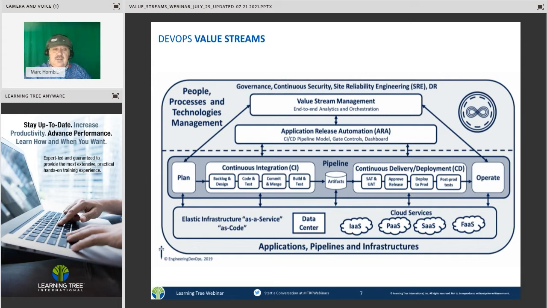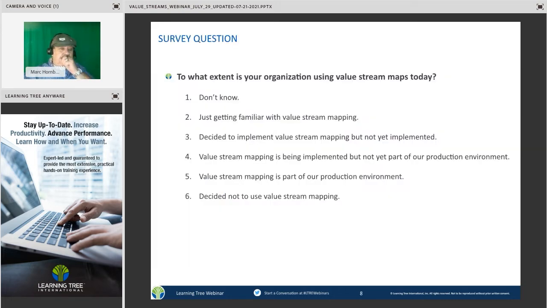And then in the upper level, value stream management itself has purposes beyond just orchestrating processes. The analytics and the orchestration can be used for governance policies, security policies that are more end-to-end, site reliability, which we don't have time to dive into here, and disaster recovery and other big picture things where value stream management can simplify that at an enterprise level or at a larger organization level than an individual CI/CD pipeline orchestrator can do. So that's kind of a big picture of how value stream management and value stream maps fit into a DevOps environment.